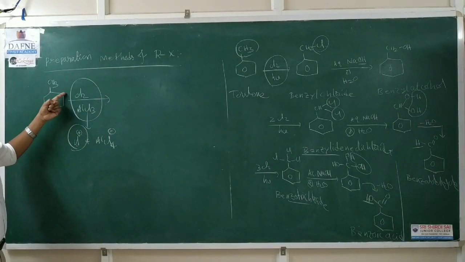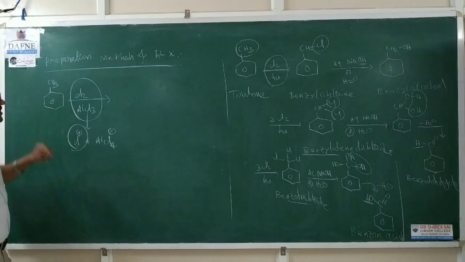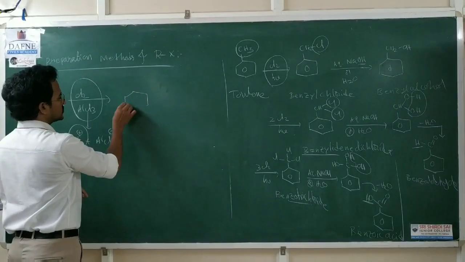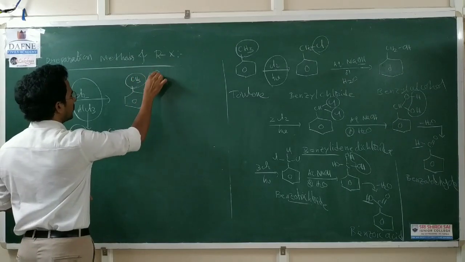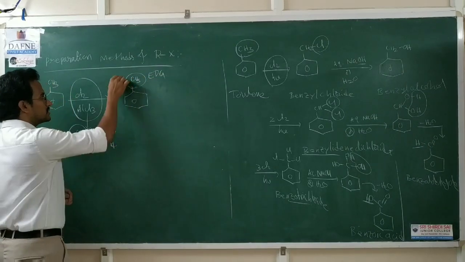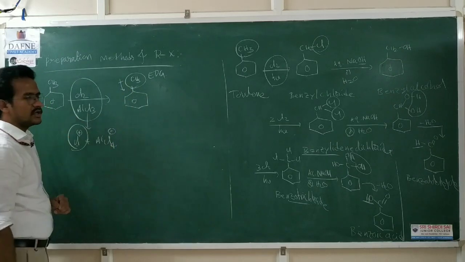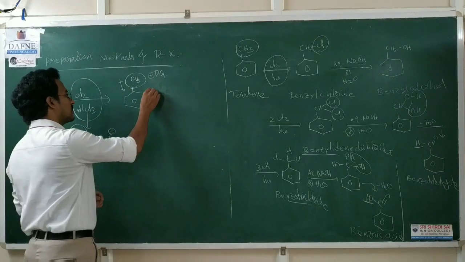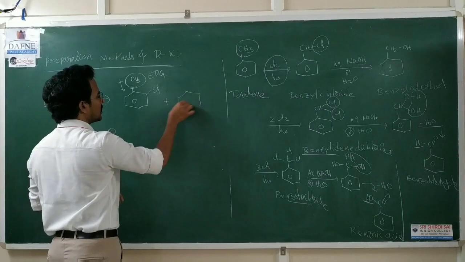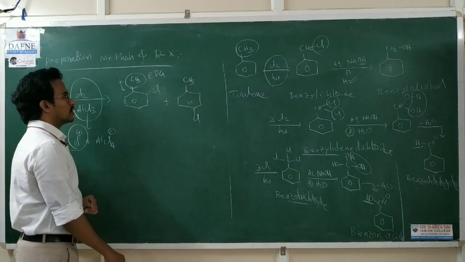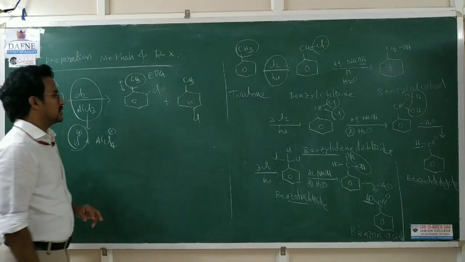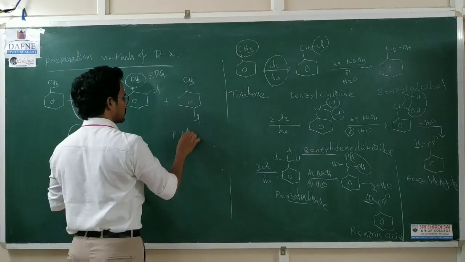So it can replace the H plus electrophile from the benzene. Here that methyl is an electron donating group. Electron donating groups are ortho para directing groups, so the incoming electrophile attacks at the ortho position or para position. Ortho-chlorotoluene and para-chlorotoluene are the products.